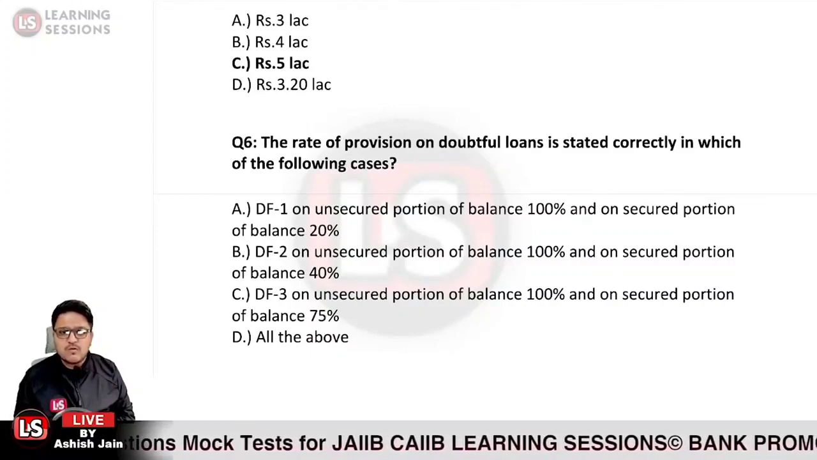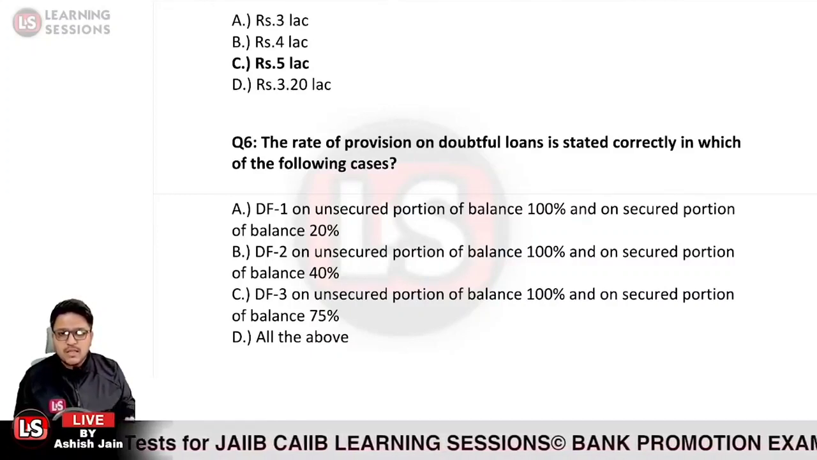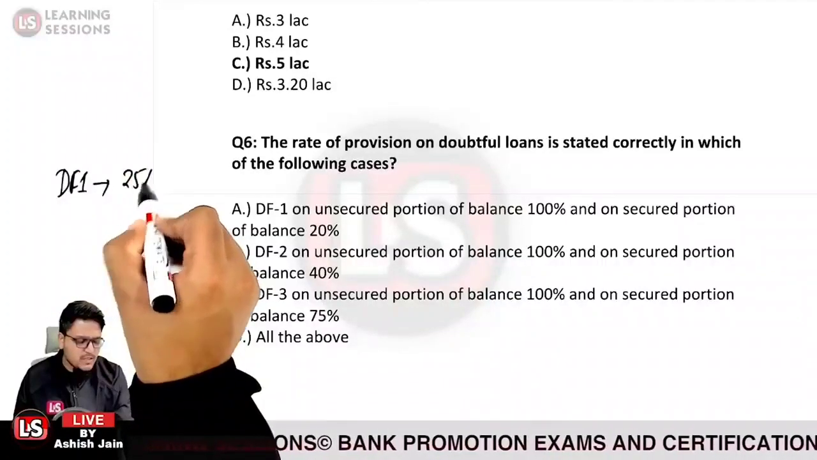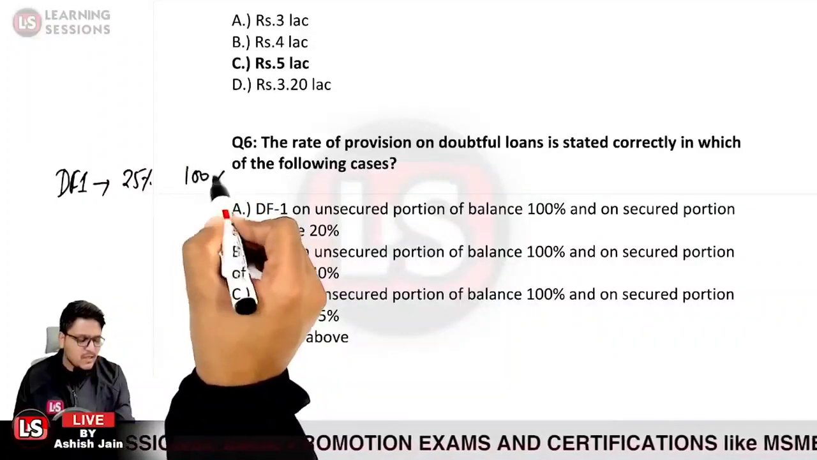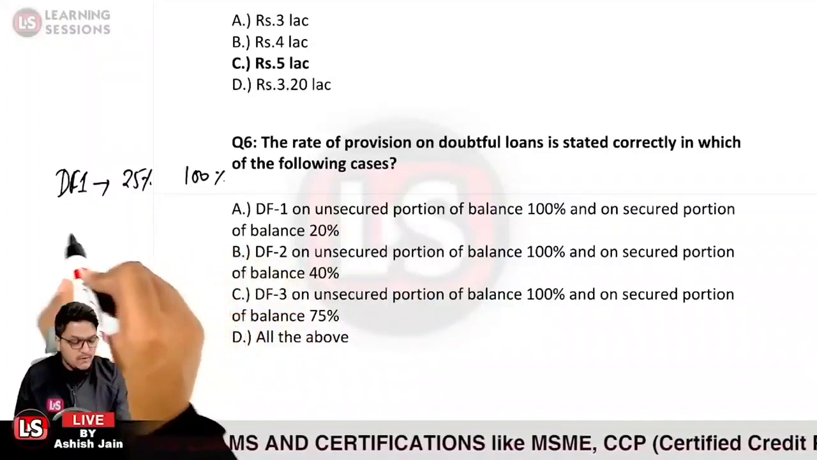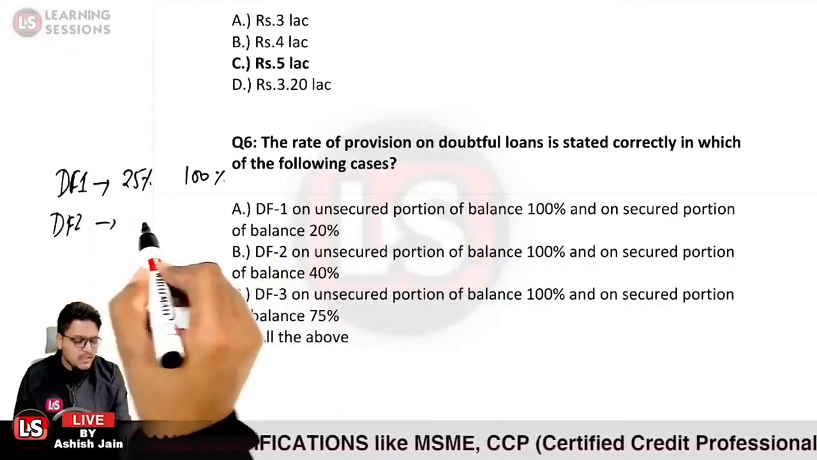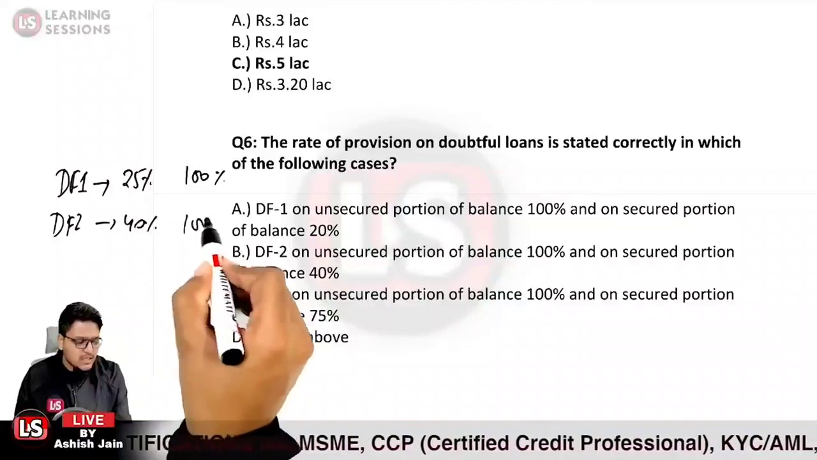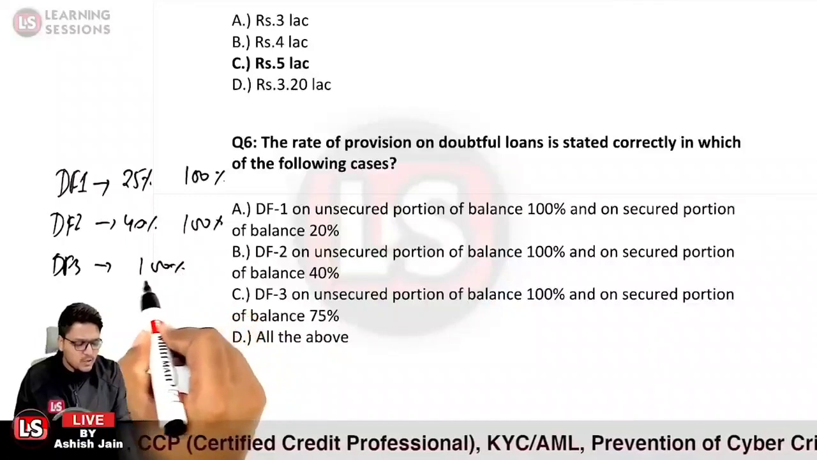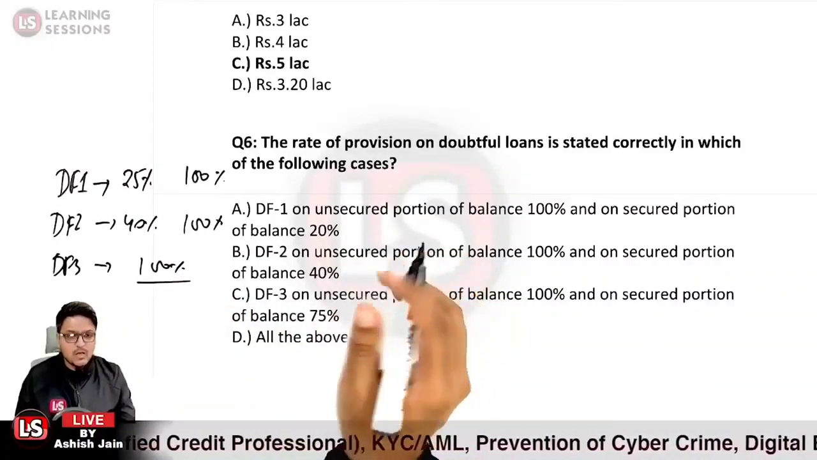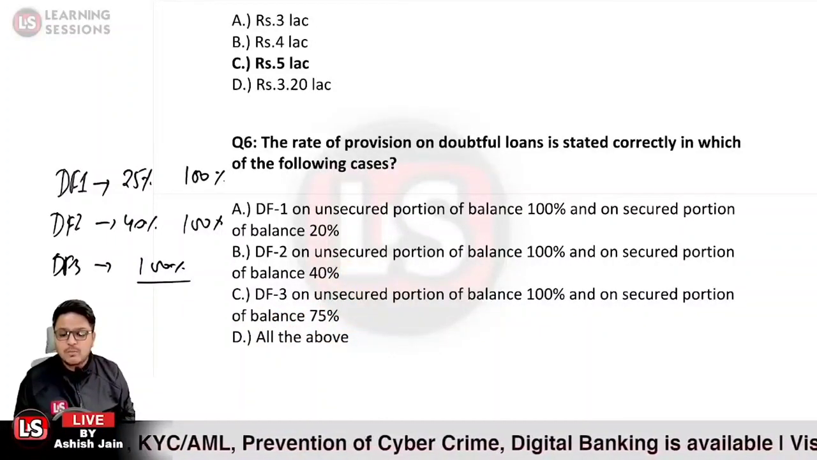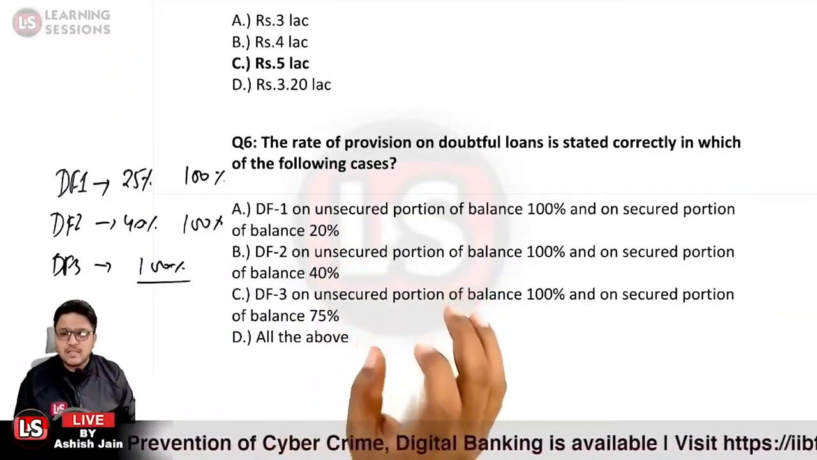Question number 6, which one would be the right answer? Under DF1, the provision applicable is 25% for the secured part and 100% uniformly for the unsecured part, whether it is DF1, DF2 or DF3. For DF2, for the secured part it is 40% and for the unsecured part it is again 100%, and under DF3 it is uniformly 100%, whether secured or unsecured. As per the statements here, option B is the right answer.